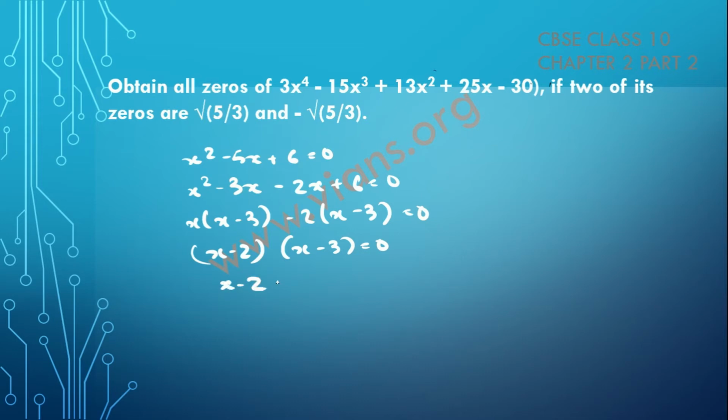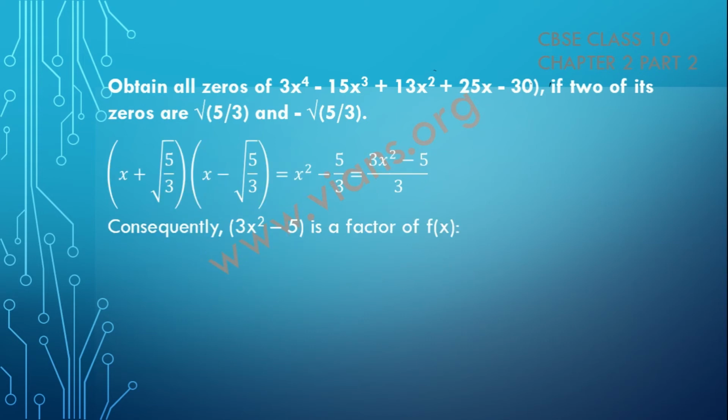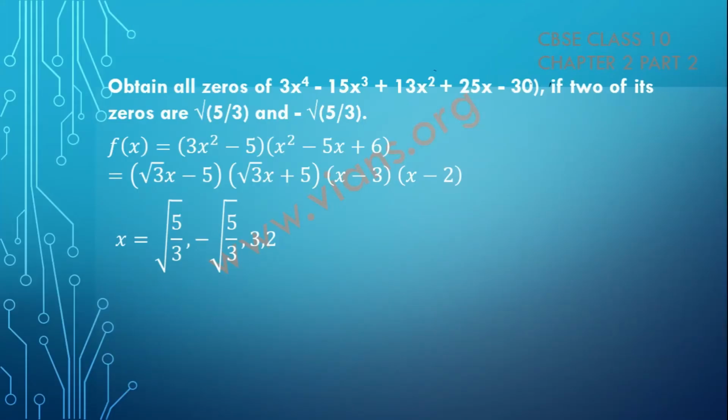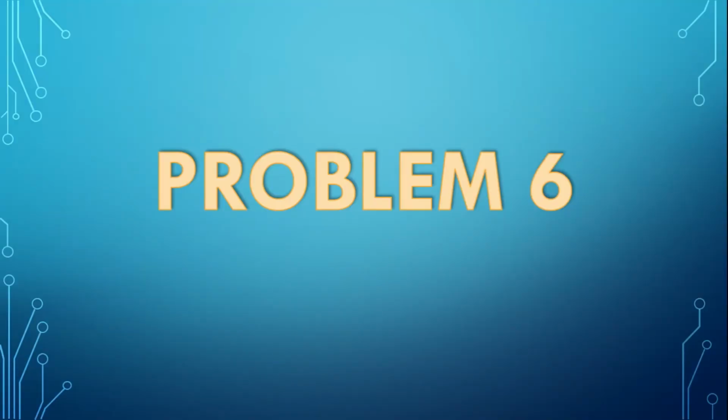That means either x minus 2 is equal to 0 or x minus 3 is equal to 0, which means x is equal to 2 or 3. These are the additional two roots of this particular polynomial. If you go ahead and see, that's what we found over here as well. Sorry, x is equal to 2 or 3 are the additional two roots of this particular polynomial. Alright. Now we're going to start on problem 6.